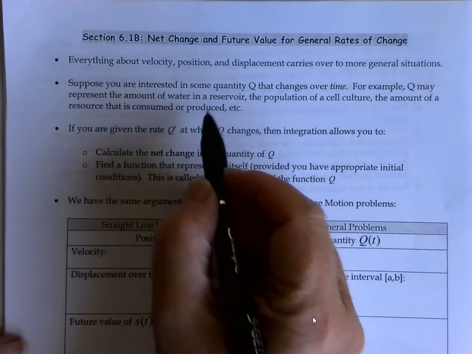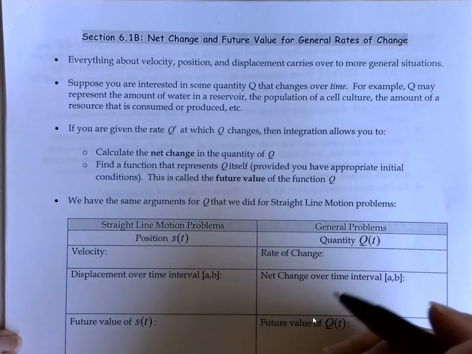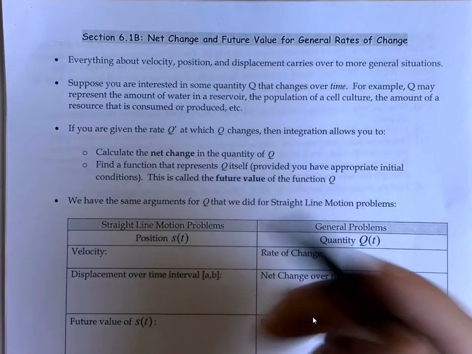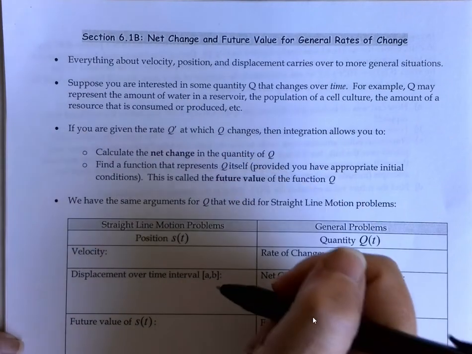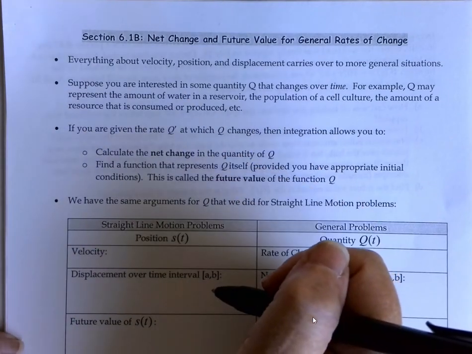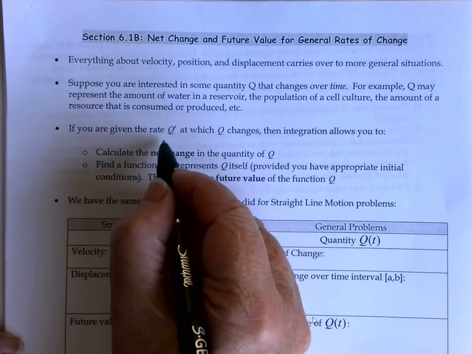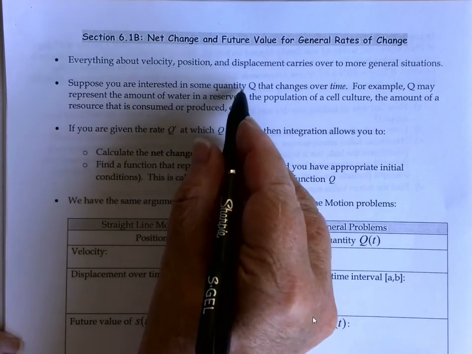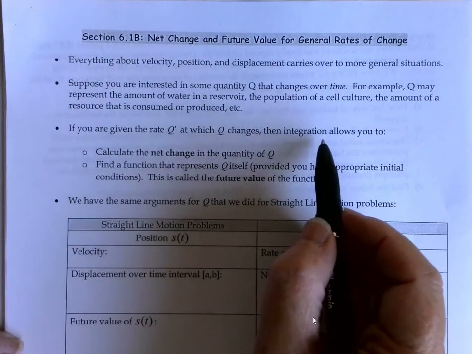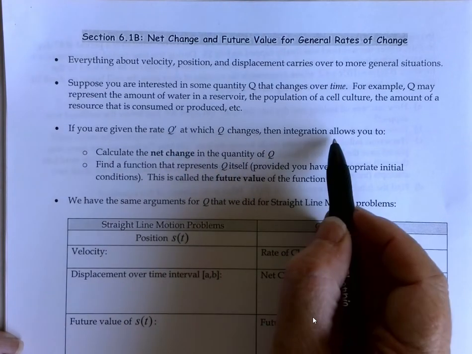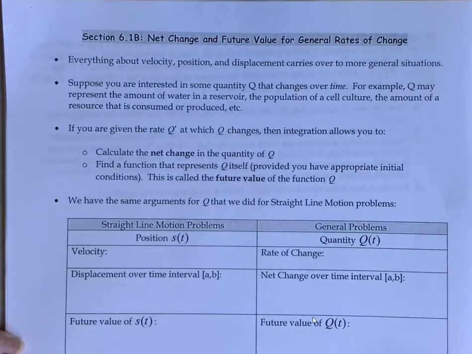All right, in fact, here's a few examples right here, I guess. Population of a cell culture that's growing over time, the amount of a resource that's being produced or consumed, all the kinds of things that might change with time. If we're given the rate of change, it's always our derivative, so that would be the derivative of Q, or Q prime. Then, if we integrate that derivative, we can do two different things.